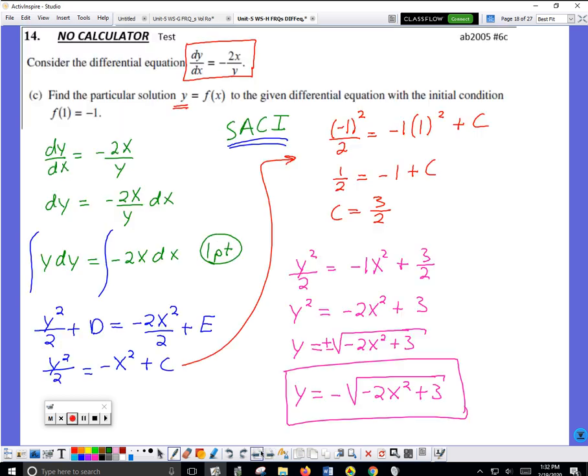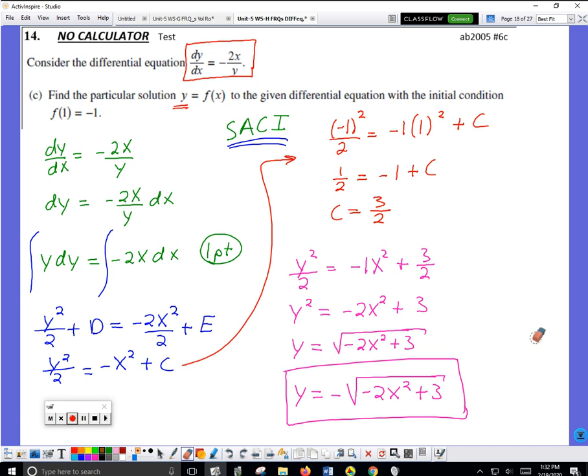And this works for that, the plus or the minus. But we must also find an equation where if you plug in a 1 for x, you get a negative 1 for y. And let me erase this. The positive version of this doesn't work. Stay with me, I'll help.